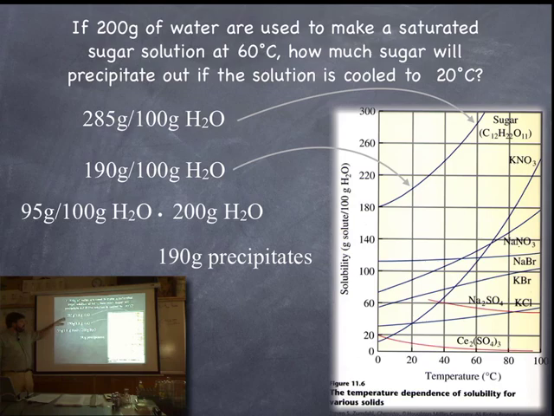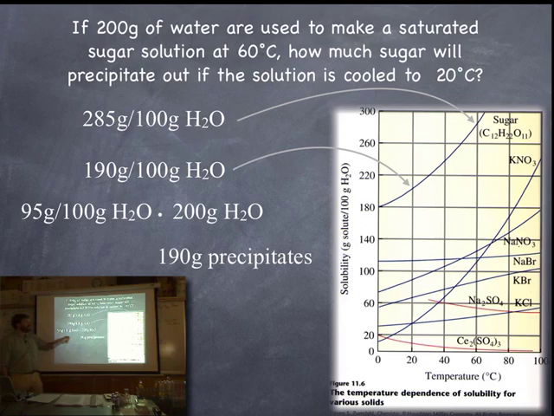Now, for this setup, between 60 and 20, you have to have 95 grams precipitate out. As it cools down, 95 grams will precipitate out per 100 grams of water. We had 200 grams. That gave me the 190. Oh, okay. So when you do it, the water you end up with is sugary. Yes, the water you end up with is sugary. It's saturated with sugar, actually. The water you end up with is still saturated with sugar.